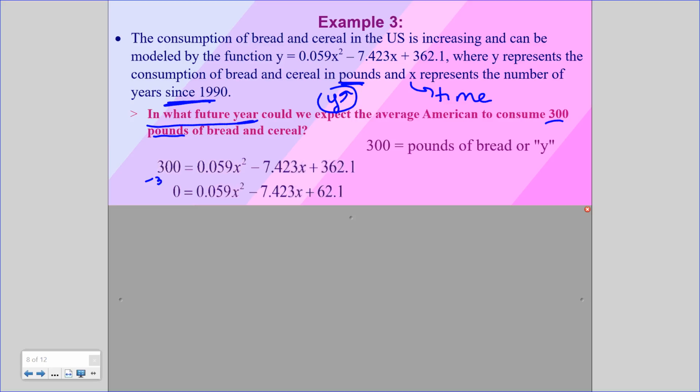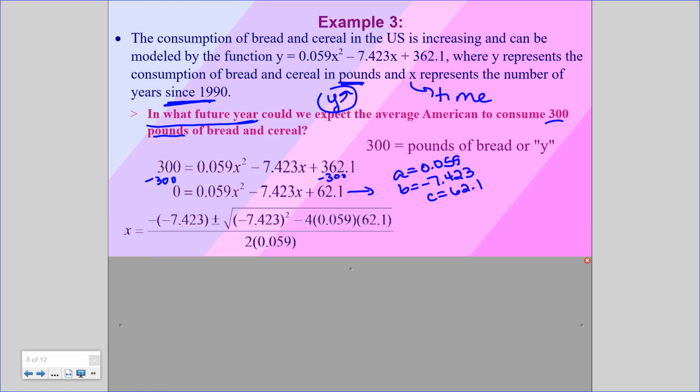So when we subtract 300 from both sides to set equal to 0, we're left with this equation right here, where the value of a is 0.059, the value of b is negative 7.423, and c is 62.1. These aren't the prettiest numbers, so we'll definitely be using our calculator to help us with this. But as long as you have A, B, and C identified, you can fill those portions into your quadratic formula and just type in your 3 chunks separately, very carefully with parentheses to simplify.